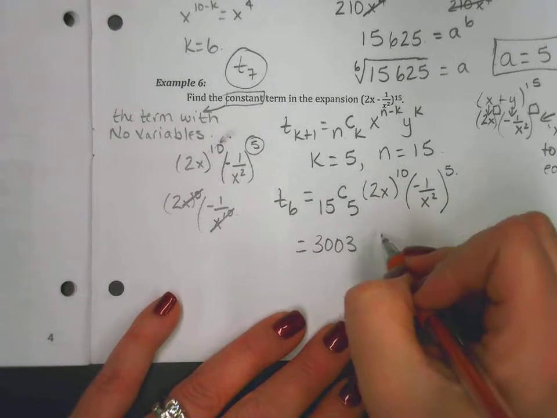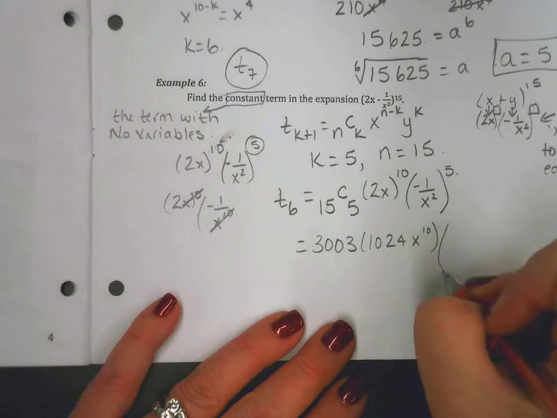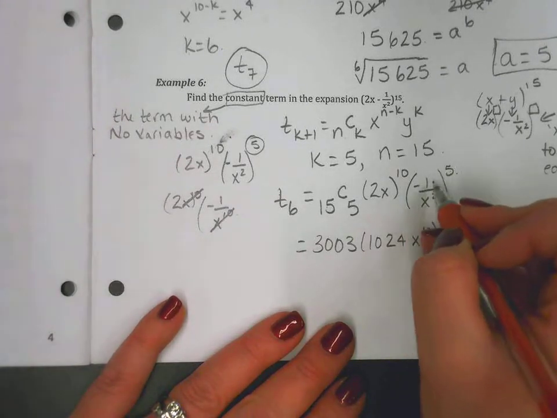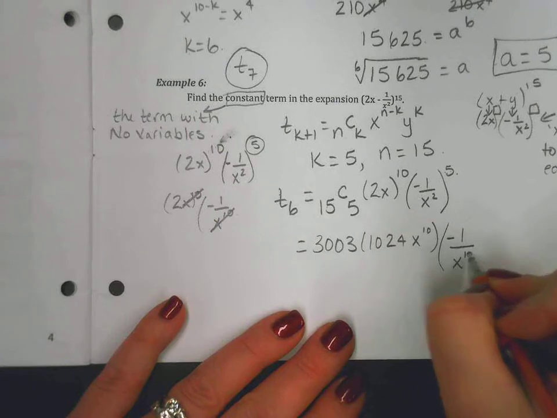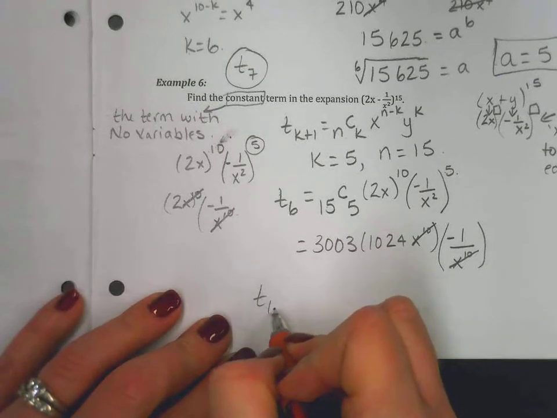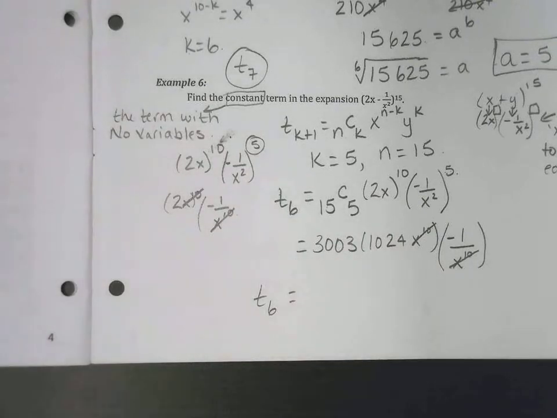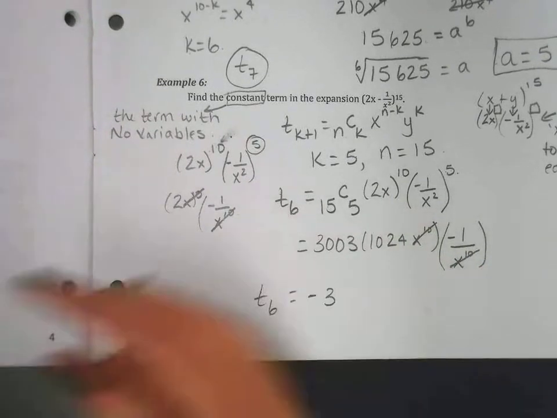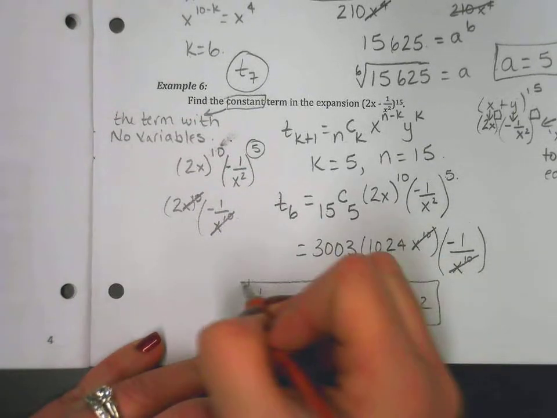2 to the power of 10 evaluates to 1024. This is going to be x to the 10. And then negative 1 to the power of 5 is going to be a negative 1 over x to the 10, because x squared to the power of 5 would be x to the 10. So these are going to cancel, and the constant term we're left with, if I multiply 3003 times 1024 times a negative 1, works out to negative 3,075,072. So this is represented by my constant term.